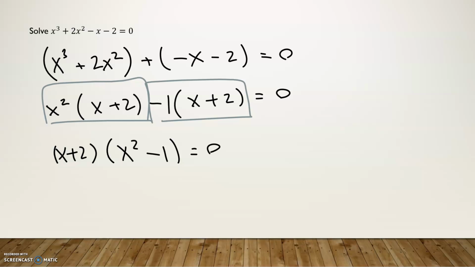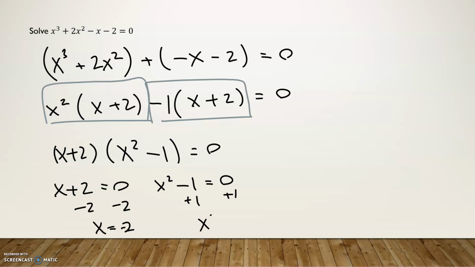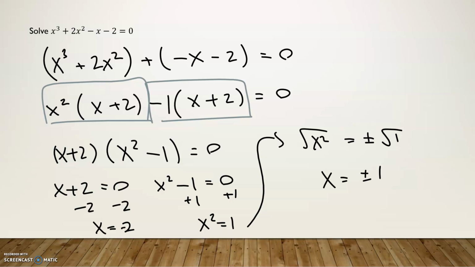Continuing with this problem, now that I have two things multiplied together and it's equal to 0, I can use the zero product property. So we're going to take x plus 2, set it equal to 0, and x squared minus 1 equal to 0. Subtract 2 from both sides, so x equals negative 2. Add 1 to both sides, so x squared equals 1. And then I'm going to square root both sides. So I need to put a plus or minus sign in front of that. So x is equal to plus or minus 1.